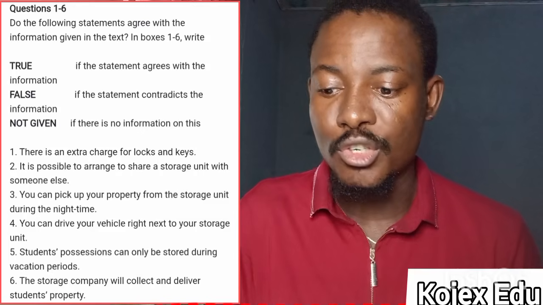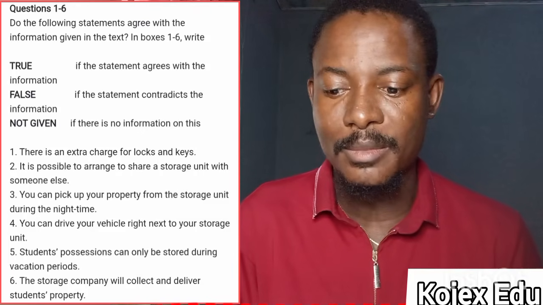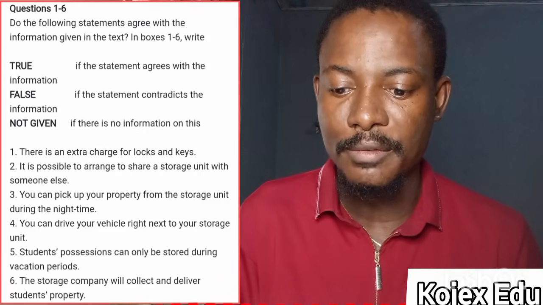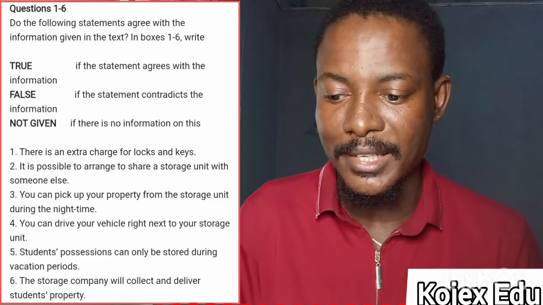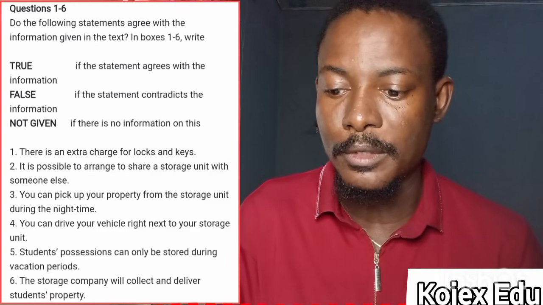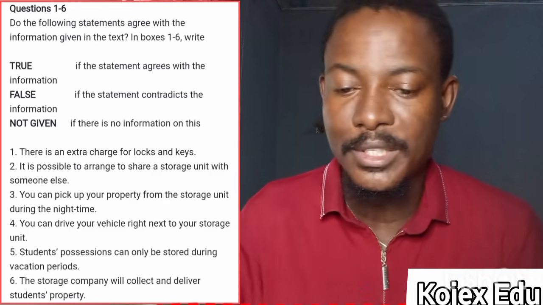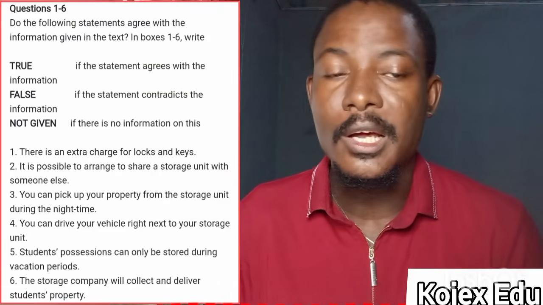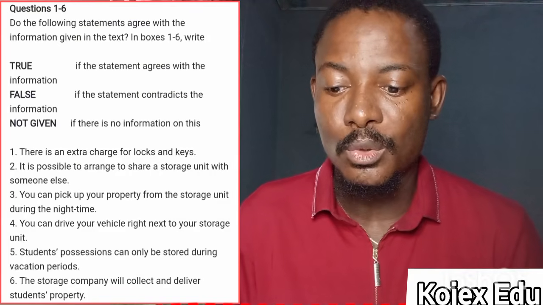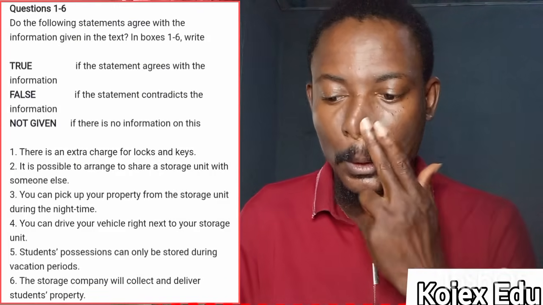Number one, the instruction is: do the following statements agree with the information given in the text in boxes 1 to 6? Write true, false, or not given. You should write true if the statement agrees with the information, false if the statement contradicts the information, and not given if there is no information on this. So let's look at question number one.